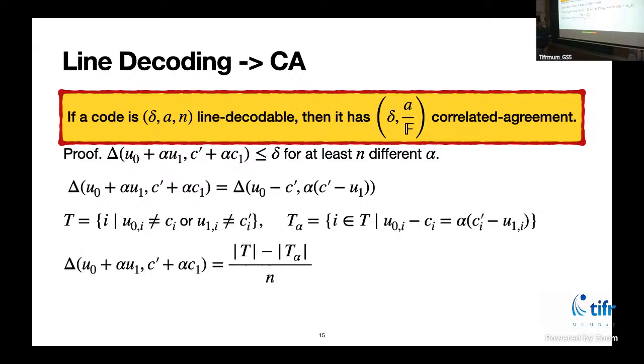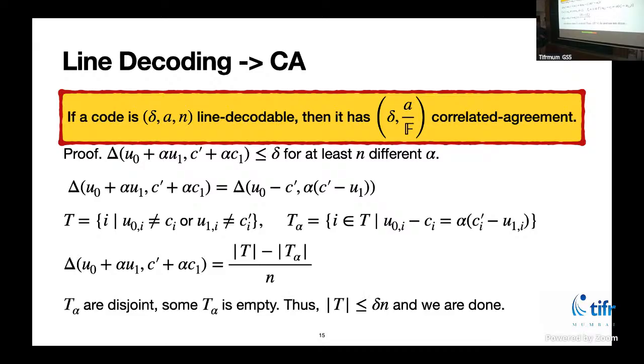What are the subset of these which end up being 0? Why am I doing this? The distance I can write, by just this, as (T minus T alpha) over n. Just rewriting. The thing to note is the T alphas are disjoint. If either of these things is non-zero, then this equality happens for at most one alpha. So these T alphas are disjoint, in particular some T alpha must be empty. So T is less than or equal to delta n, and that is exactly what we wanted.